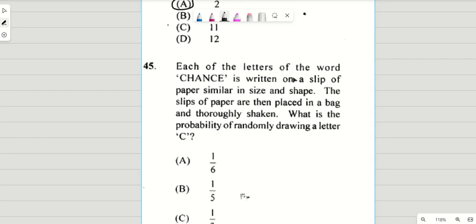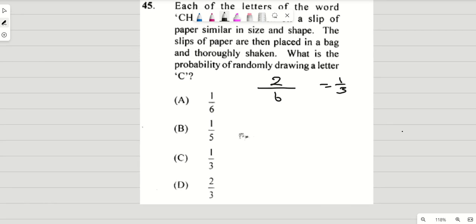Each of the letters of the word chance is written on a slip of paper of similar size and shape. The slips of paper are then placed in a bag and thoroughly shaken. What is the probability of randomly drawing a letter C? How many C's in this? 1, 2. So the desired is 2 over the total amount, 1, 2, 3, 4, 5, 6. So that's 2 over 6, which is equals to 1 over 3. So my answer is a third, which is C.